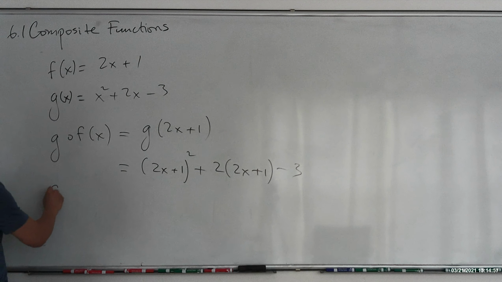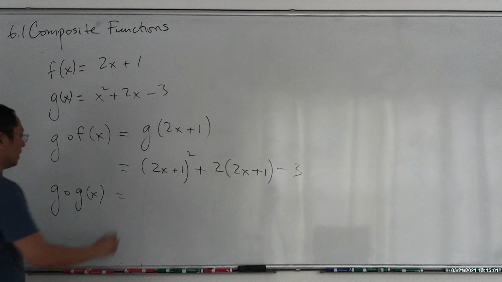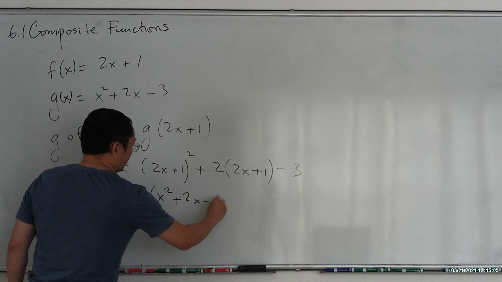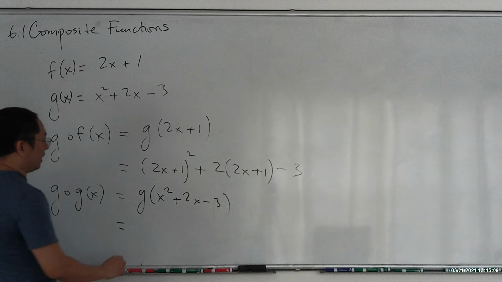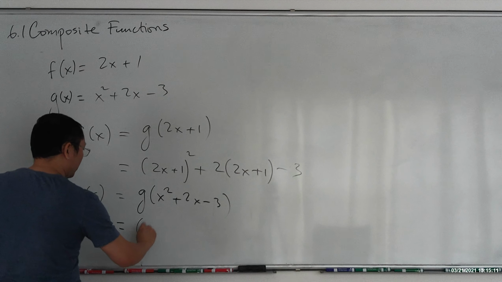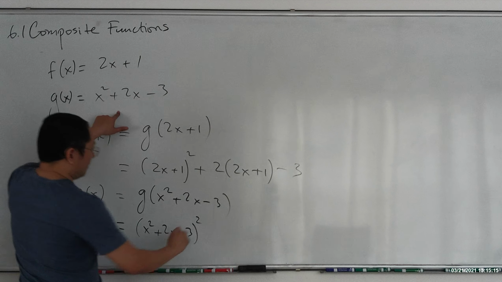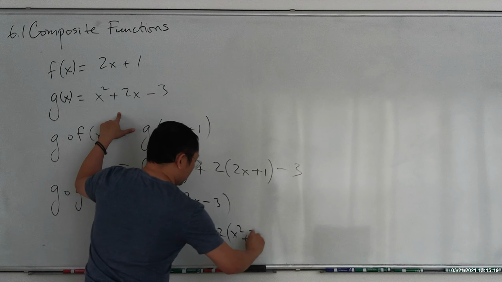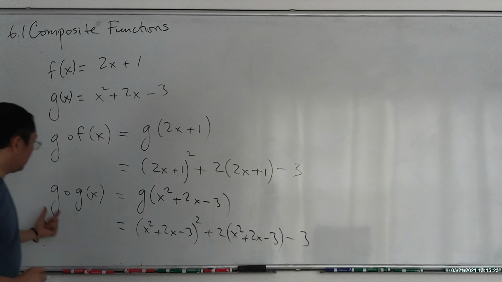What about g of x? This means g of x squared plus 2x minus 3, right? So this is now the input for g. So what does it say for the input for g? Square it up: x squared plus 2x minus 3, squared, right? Plus 2 times the input, so 2 times x squared plus 2x minus 3, and then minus 3. Okay? This is g of x.